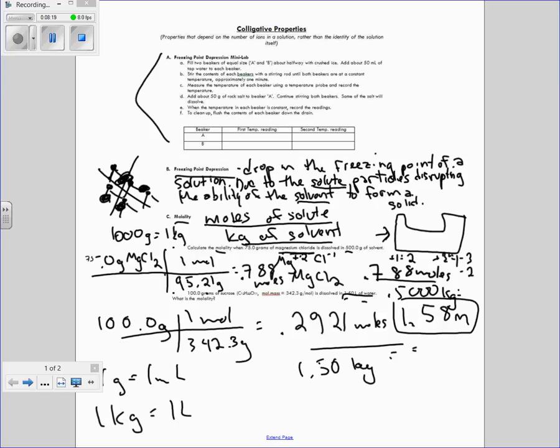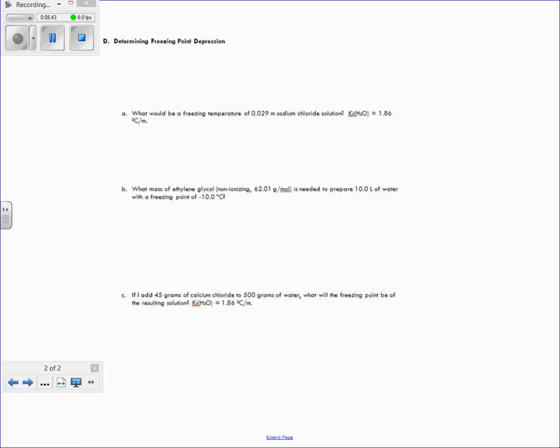Okay, so let's take a look and see what that will be. So 0.2921 divided by 1.5. And again, it looks like I can keep 3 significant figures, which will leave me with 0.195 molality. Again, it's that lowercase m. So why do we have to even worry about molality in the first place? The next page is going to tie together freezing point depression and molality. So let's go take a look at that.